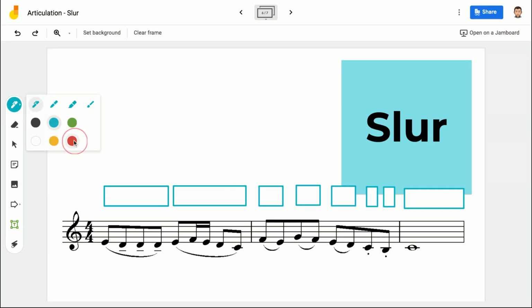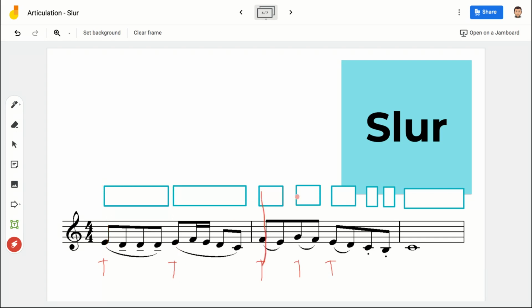So we should only be tonguing once per pattern, right? I tongue here and slur the rest. I tongue here and I slur the rest. I tongue here, I tongue here, I tongue here, and then the rest is slurred. And notice how that tongue is the beginning of each stream of air, right? These match up. So the idea up here is you're blowing through the notes, playing a long series of air.